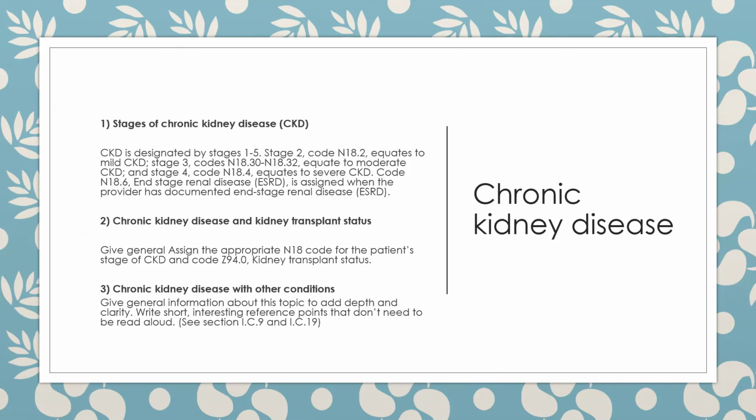So N18.30 is going to be your unspecified stage 3. N18.31 is for stage 3A, and N18.32 is for stage 3B. And these equate to moderate CKD. Stage 4, code N18.4, equates to severe CKD.